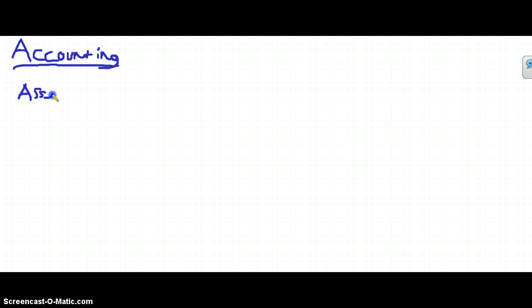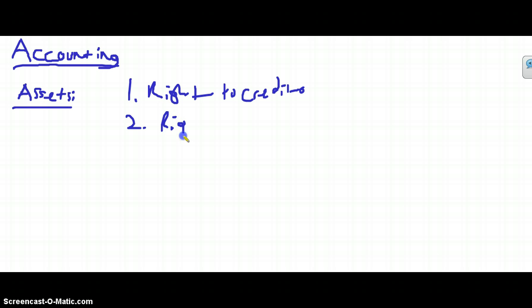So we have assets. Now, what are assets? Assets are basically the resources owned by a business. The resources that they own could be cash, buildings, equipment. And then there are rights or claims to these assets. Number one, the right of creditors. And number two, the right of the owner.